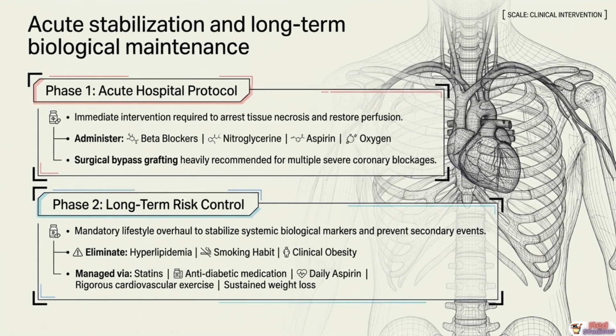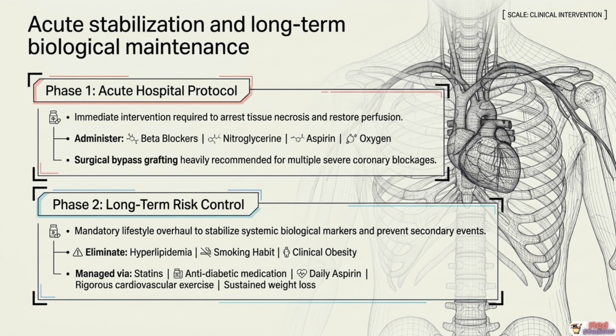Managing a structural failure of this magnitude requires a definitive two-phase clinical protocol. Phase 1 focuses on acute hospital stabilization to halt ongoing tissue death and restore immediate blood flow. Emergency teams immediately administer oxygen alongside a precise pharmacological cocktail: aspirin to inhibit further platelet clotting, nitroglycerin to rapidly dilate ischemic coronary blood vessels, and beta blockers to lower the heart's workload and oxygen demand.